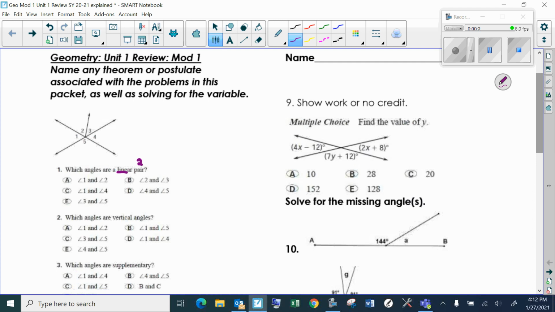No, they don't. Do 2 and 3 form a line? No, they don't. Do 1 and 4 form a line? No, they aren't. Vertical angles. 4 and 5 form a line? Yes, they do, and there's only 2 of them, and they are adjacent. 3 and 5 do not at all.